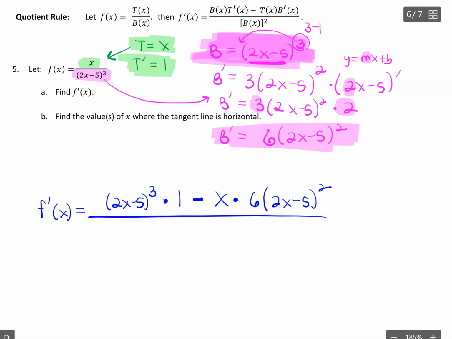So I'm coming back up here to the bottom. It's hard to read now. Let me take all that shading off. The bottom was a binomial cube, and the bottom gets squared. Okay, so this is your raw derivative.